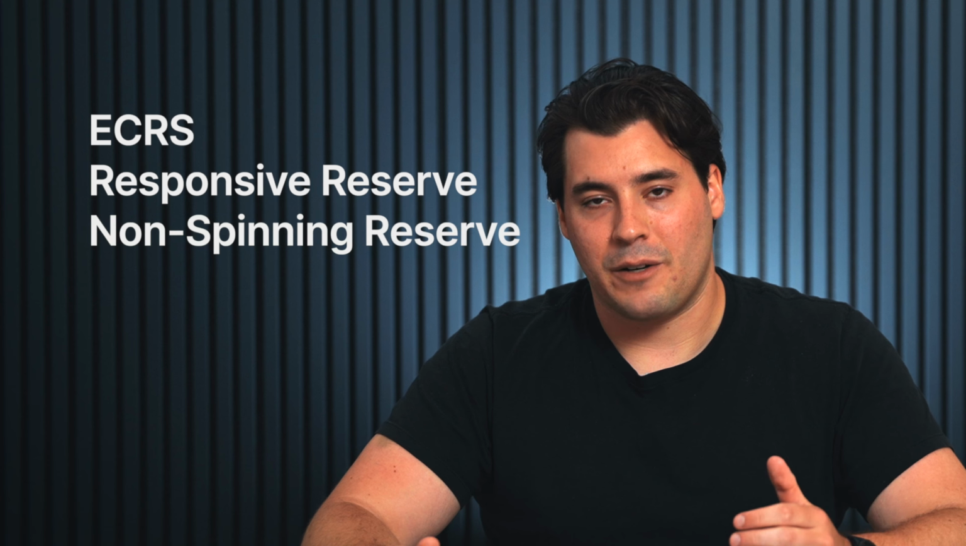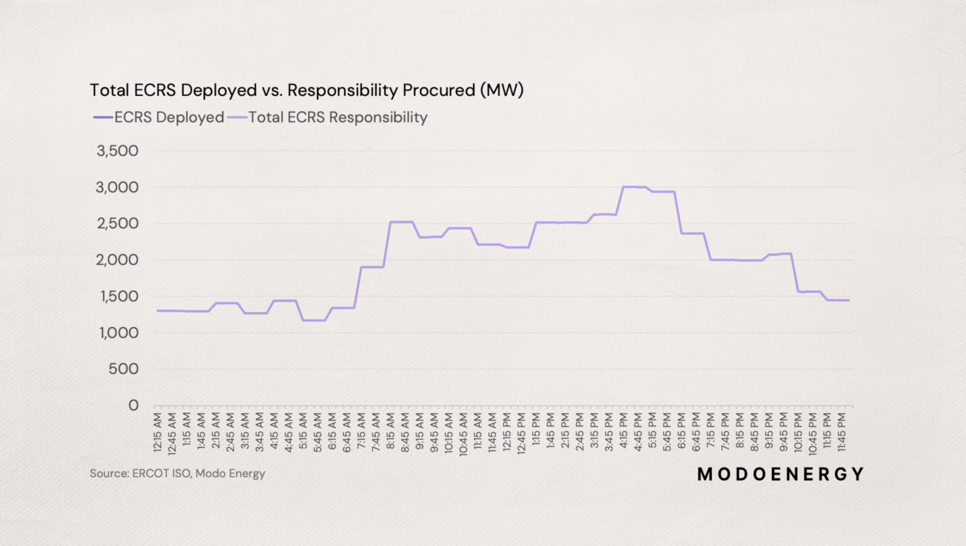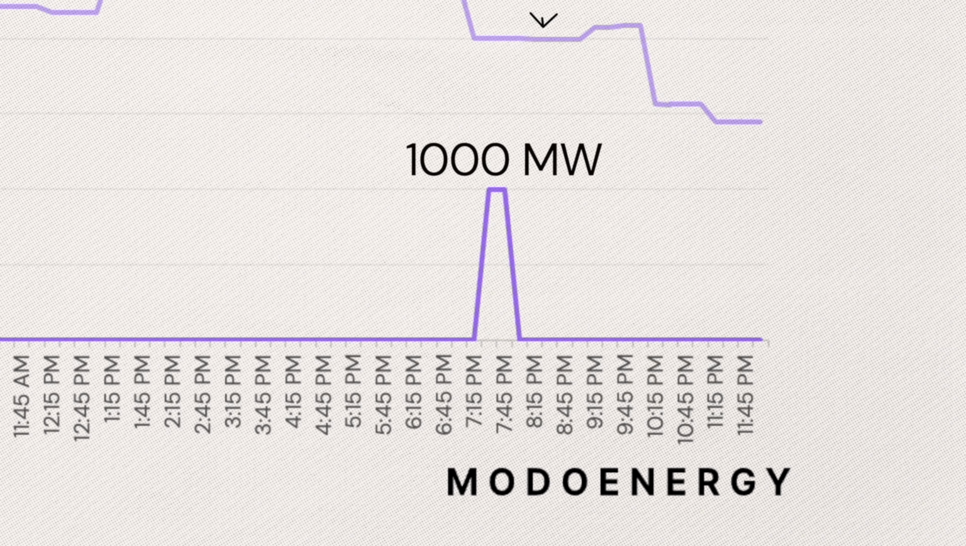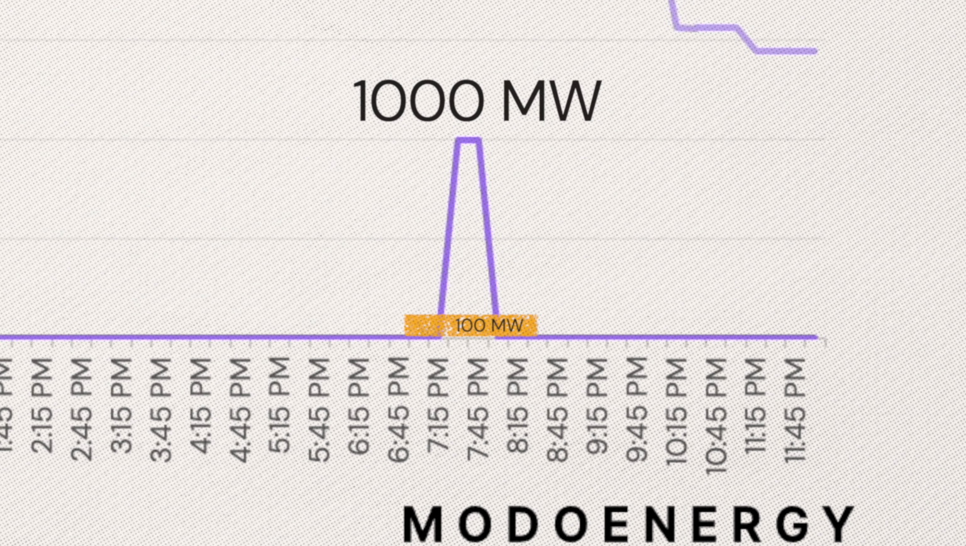In the second category, release of capacity, we have ECRS, responsive reserve, and non-spinning reserve. When these services are deployed, the operator's resources have to make some or all of their reserved capacity available for the economic dispatch. It's important to note that when capacity is released, resources do not immediately increase their actual output. For example, say ERCOT procures 2,000 megawatts of ECRS, and you've been awarded 200 megawatts, or 10% of that. If ERCOT deploys 1,000 megawatts of ECRS, then you're expected to provide 10% or 100 megawatts of that.